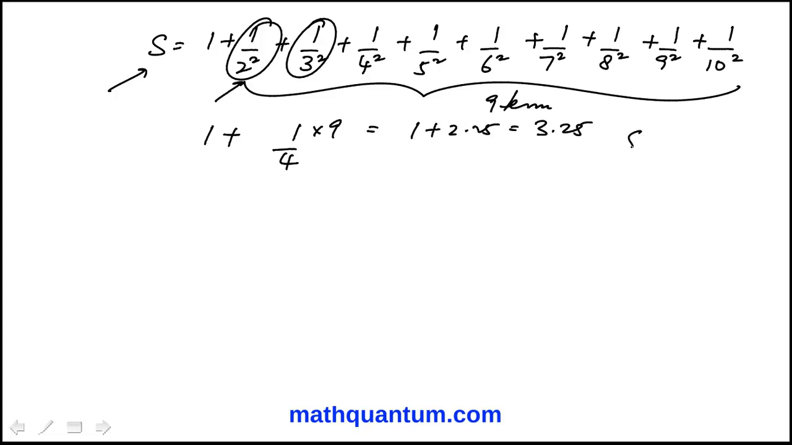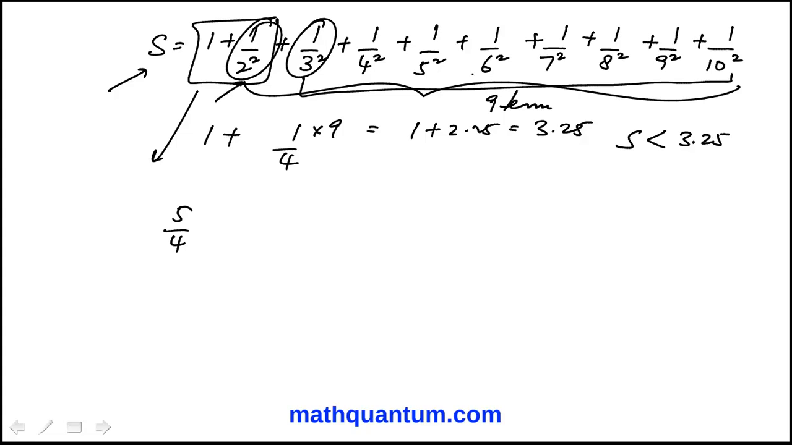So all I can say is S has to be less than 3.25. Now this could be a very generous upper limit, and you'll see that it may not help us eliminate many of the choices. So we can keep doing it, meaning we take this first piece, which is 1 plus a fourth, which is 5/4, and for the remaining 8 terms, I'm going to replace each term with 1/3 squared, or 1/9. We have 8 of those, so 8 times 1/9.